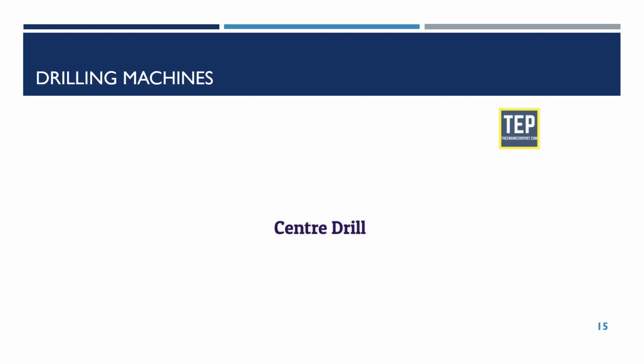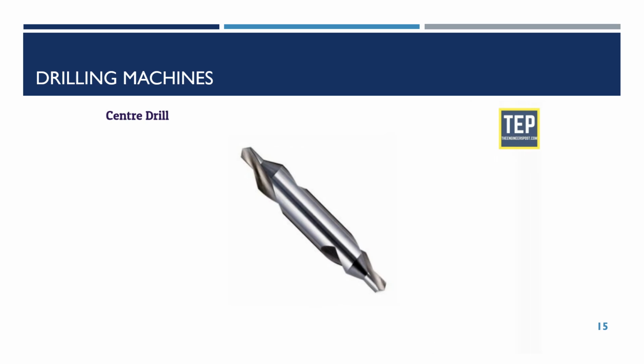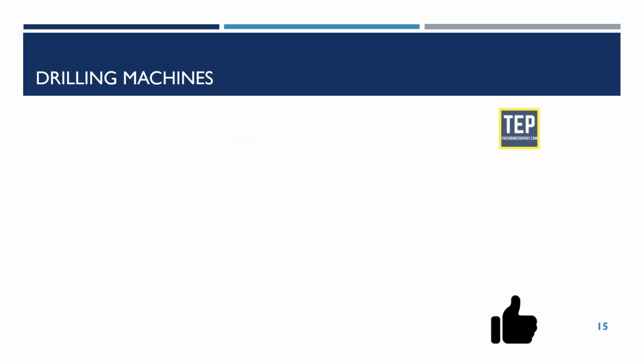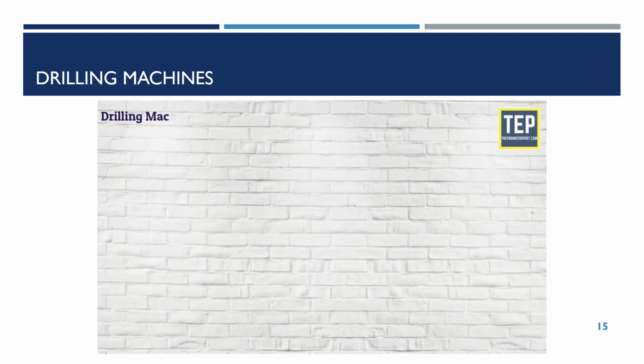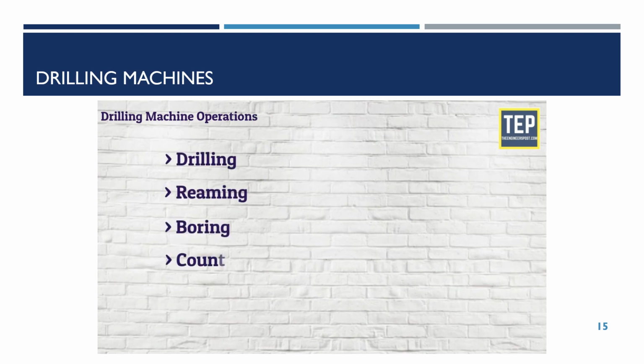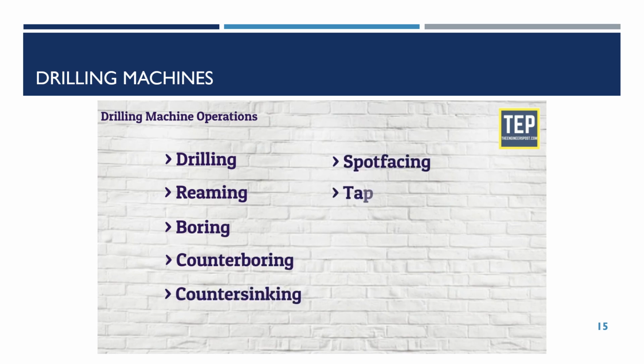Center drill. The center drills are straight shank, two-fluted twist drills used when center holes are drilled on the ends of a shaft. They are made in finer sizes. Drilling machine operations. The different operations performed on the drilling machine are drilling, reaming, boring, counterboring, countersinking, spot facing, tapping, lapping, grinding, and trepanning operation.